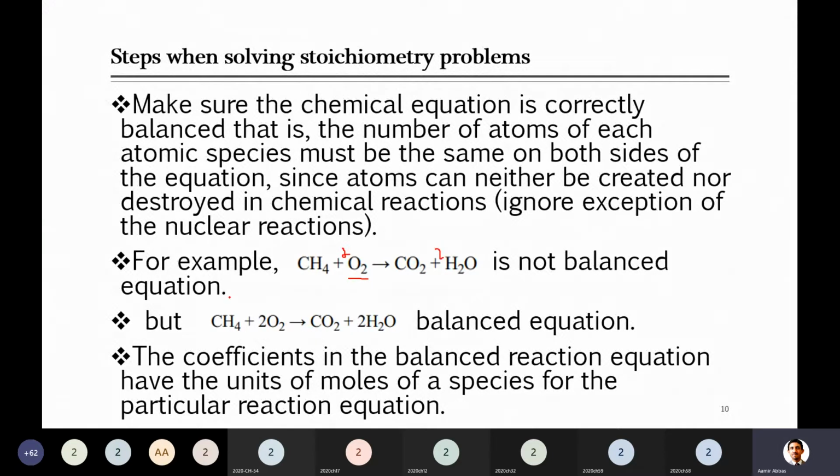But let's consider another example in which I bring 50 moles of methane. When you bring 50 moles of methane, how many moles of oxygen will be needed for complete combustion? 100. Why 100? Because for 1 mole of CH4 you need 2 moles of oxygen. So when there are 50 moles of CH4, you need double. That means 100. Okay, good.